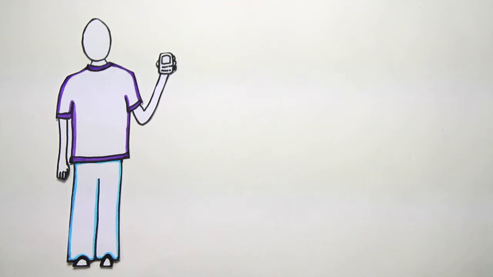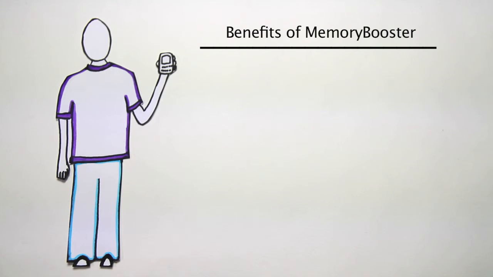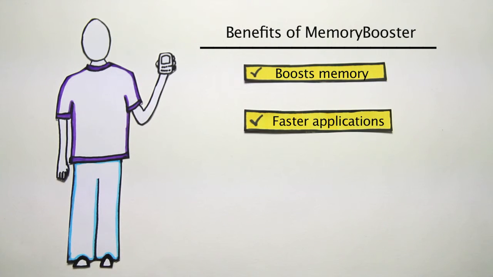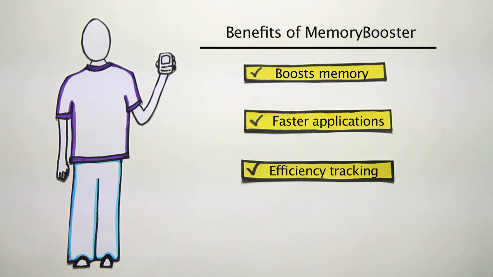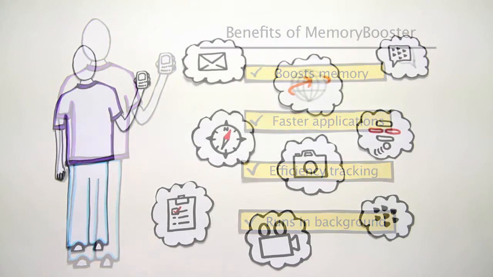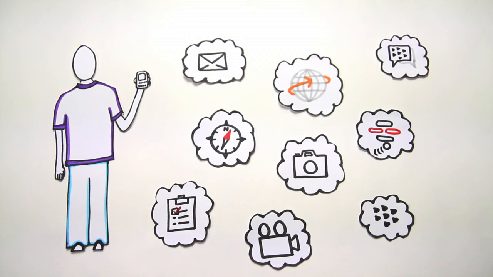John's BlackBerry now runs much faster with the help of MemoryBooster. It boosts memory and therefore improves productivity. Applications run much faster and more smoothly. MemoryBooster can track its memory boosting efficiency, and John can run MemoryBooster on its own in the background without having to check it constantly. Best of all, John can run many applications at the same time.